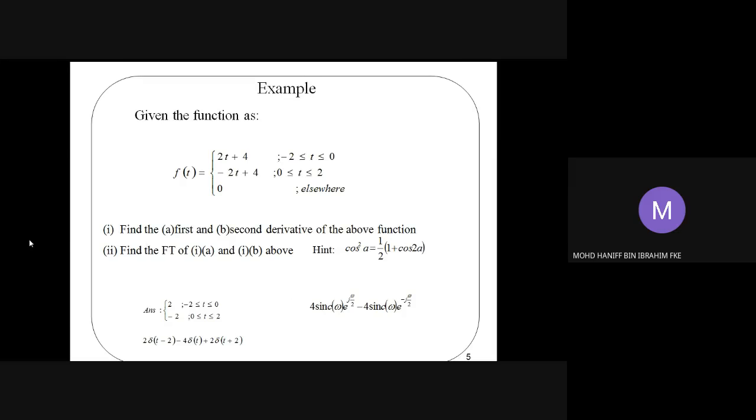Number two, once you have obtained the first order and second order differentiation, we need to find the Fourier transform of those first order and second order differentiations. Hopefully you understand the questions very well. We are given f(t). The first question is to find the first order and second order differentiation. The second question is to find the Fourier transform of the previously obtained first order and second order differentiation.